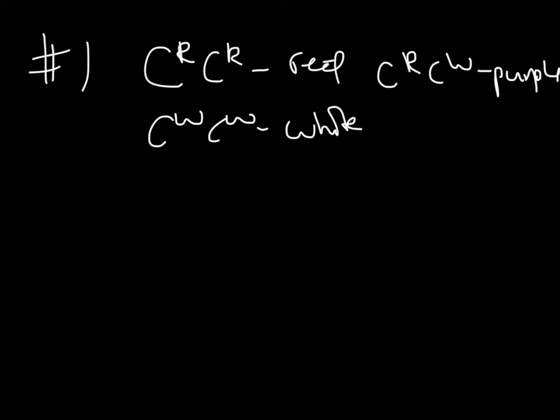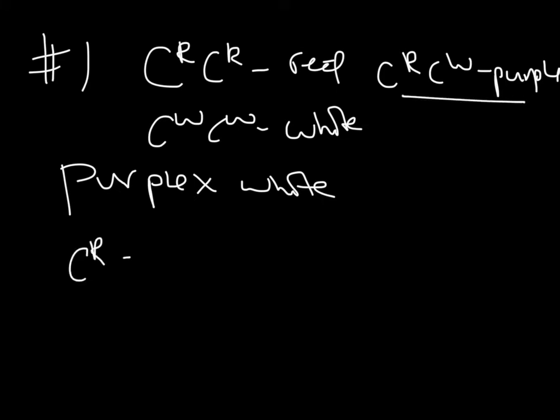Now they ask us, what are the genotypic and phenotypic ratios when you cross a purple radish with a white radish? All right, so we already know, that's the nice thing about incomplete dominance, you know all the genotypes no matter what, because every genotype is a different phenotype. So to be purple, we have to be CRCW.